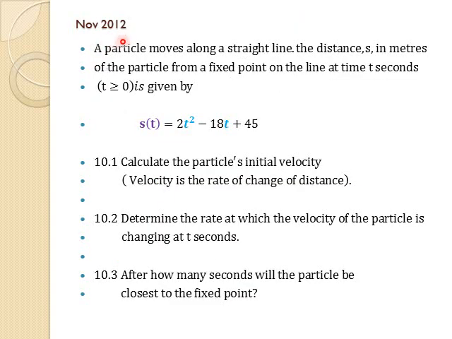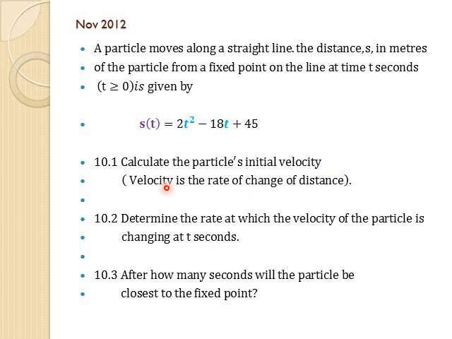November 2012, a particle moves along a straight line. The distance s in meters of the particle from a fixed point on the line at time t seconds, t greater than or equal to 0, is given by s(t) equals 2t squared minus 18t plus 45. 10.1, calculate the particle's initial velocity.